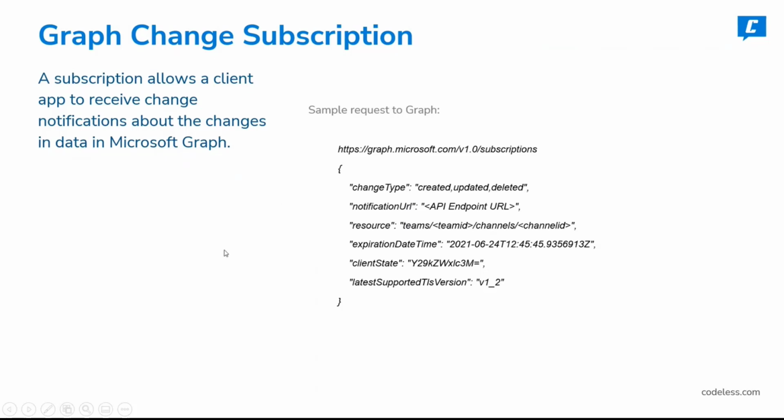Quickly on the graph change subscription. Graph change subscriptions are the capabilities where we can define the notification URL and also the resource that you are subscribed to. So I'm subscribed to a resource for the teams ID, channel ID. So any CRUD operations that are happening inside this particular channel will get notified to my notification URL. And based on that, I can broadcast a message to a signaler and take that step forward.